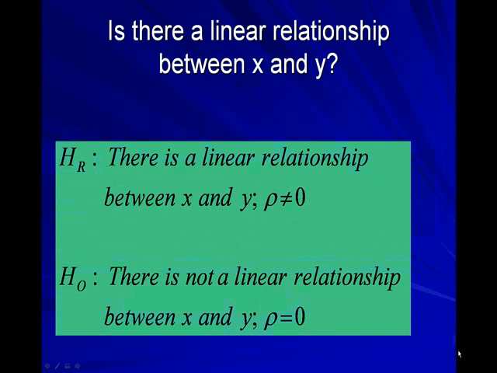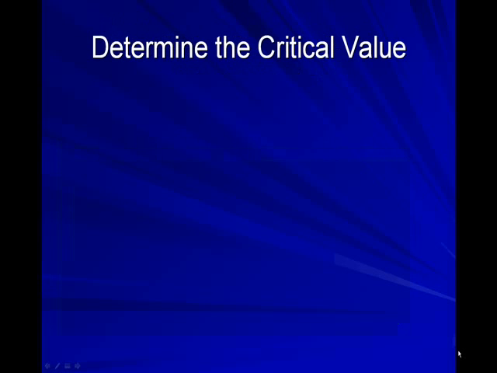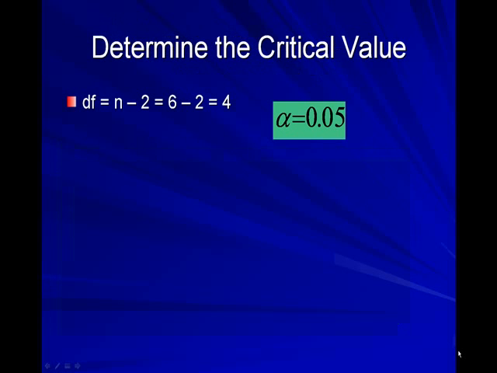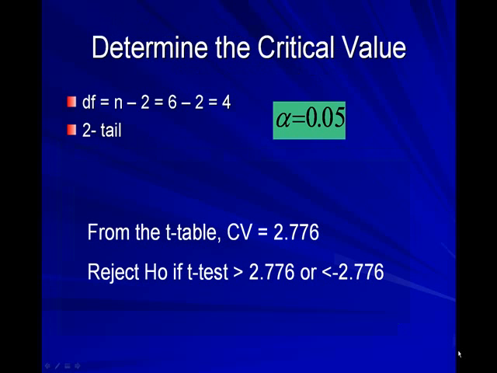For our formal hypothesis test, our research hypothesis is that there is a linear relationship. The population correlation coefficient is not equal to 0. And the null hypothesis is that there is not a linear relationship between x and y, or that the population correlation coefficient, rho, is equal to 0. So we get the critical value. Degrees of freedom is n minus 2, which is 6 minus 2, or 4. Two-tailed. From the t-table, we get a critical value of 2.776, so we're going to reject H0 if the t-test is greater than 2.776 or less than minus 2.776.